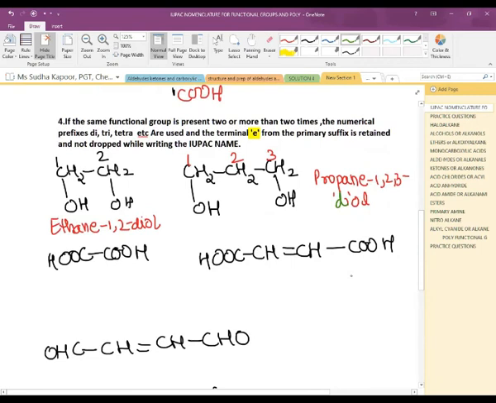Now let us see some more example. If COOH is present twice, so the total there are 2 carbons, the functional group is oic acid. We will call it as ethane 1,2-dioic acid.